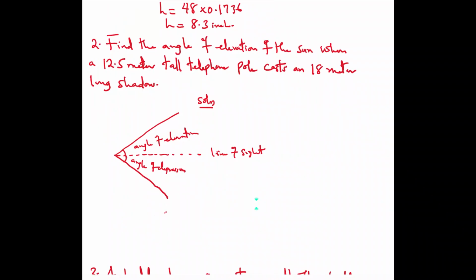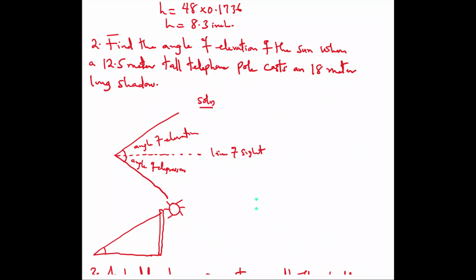So now let's assume that this is the sun here. Okay, this is the sun, and it says find the angle of elevation when a 12.5 tall telephone pole casts an 18-meter long shadow. So this is the angle of elevation. This side, this is where the angle will be. Okay, so it says a 12.5 meter tall telephone. So let's say that this is the telephone here.